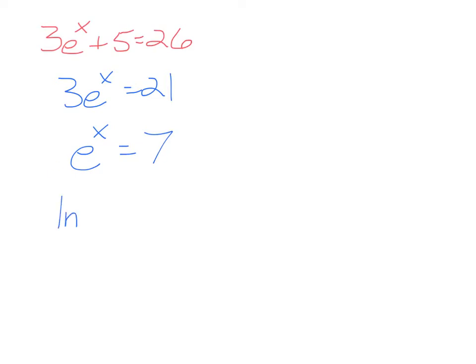So the natural log of e to the x equals the natural log of 7. And again, we have this idea where natural log and e are kind of like inverses, and you're just left with the exponent, x in this case, and that's going to equal the natural log of 7, which you find to be 1.9459.